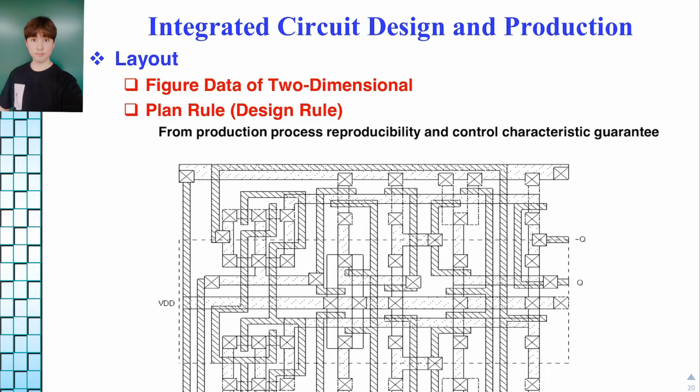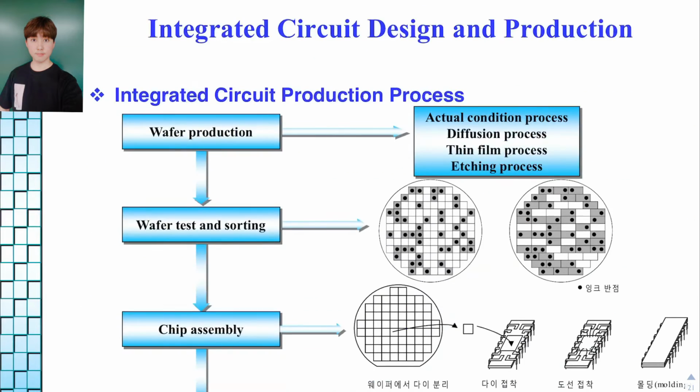This is the layout of the circuit based on design rules. And this is the integrated circuit production process diagram. The first step is wafer production. In wafer production, we do the oxidation process, diffusion process, thin film process, and etching process. The second step is wafer test and sorting. The third step is chip assembly, and the last step is chip test.